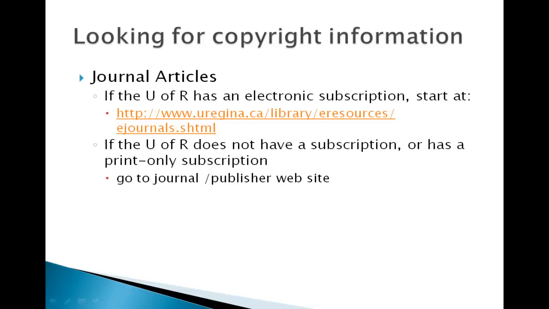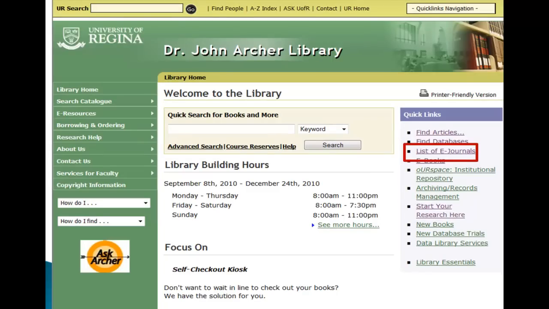First, though, if the University of Regina does not have a subscription to a journal you are trying to reproduce, or if we only have a print subscription, your next step is to go to the publisher or journal website to see what kinds of conditions they allow. But with our 40,000 journals, there's a pretty good chance that we may have an electronic subscription to the title you're looking for.